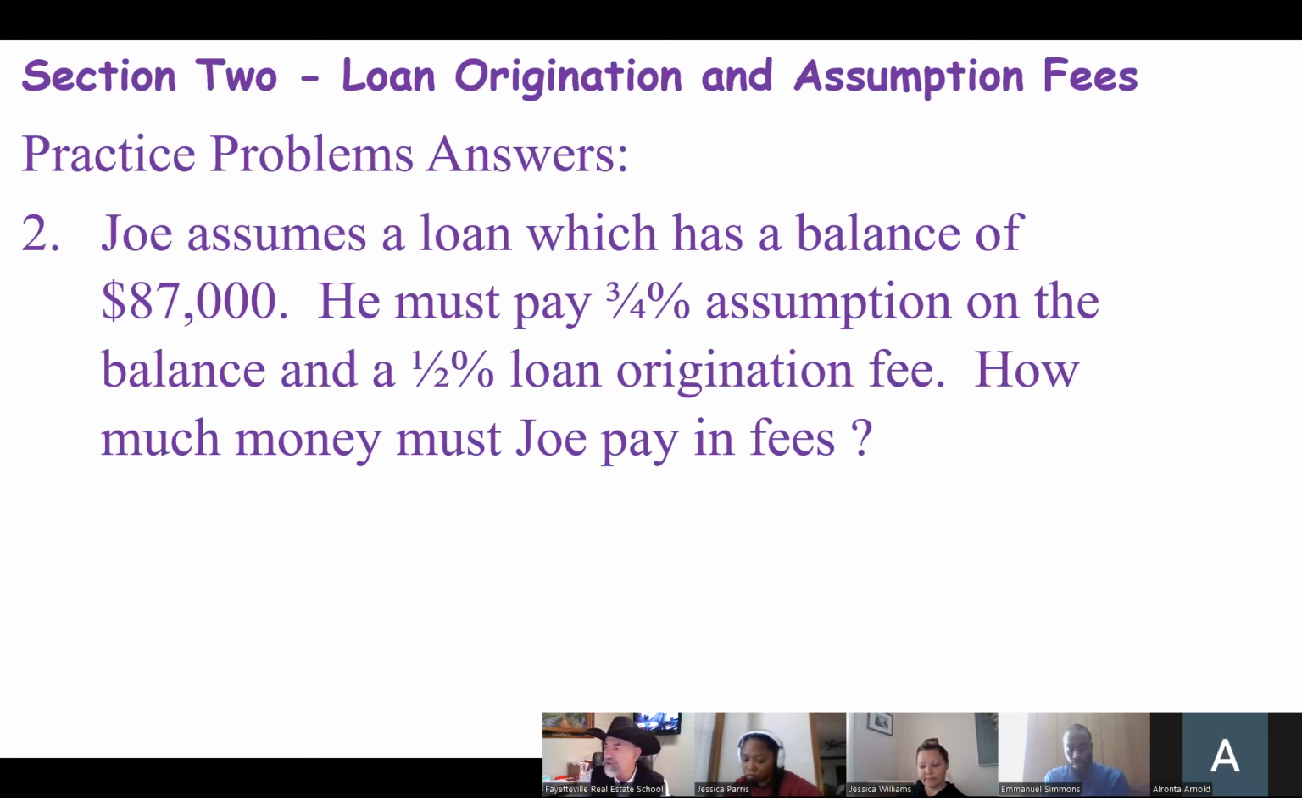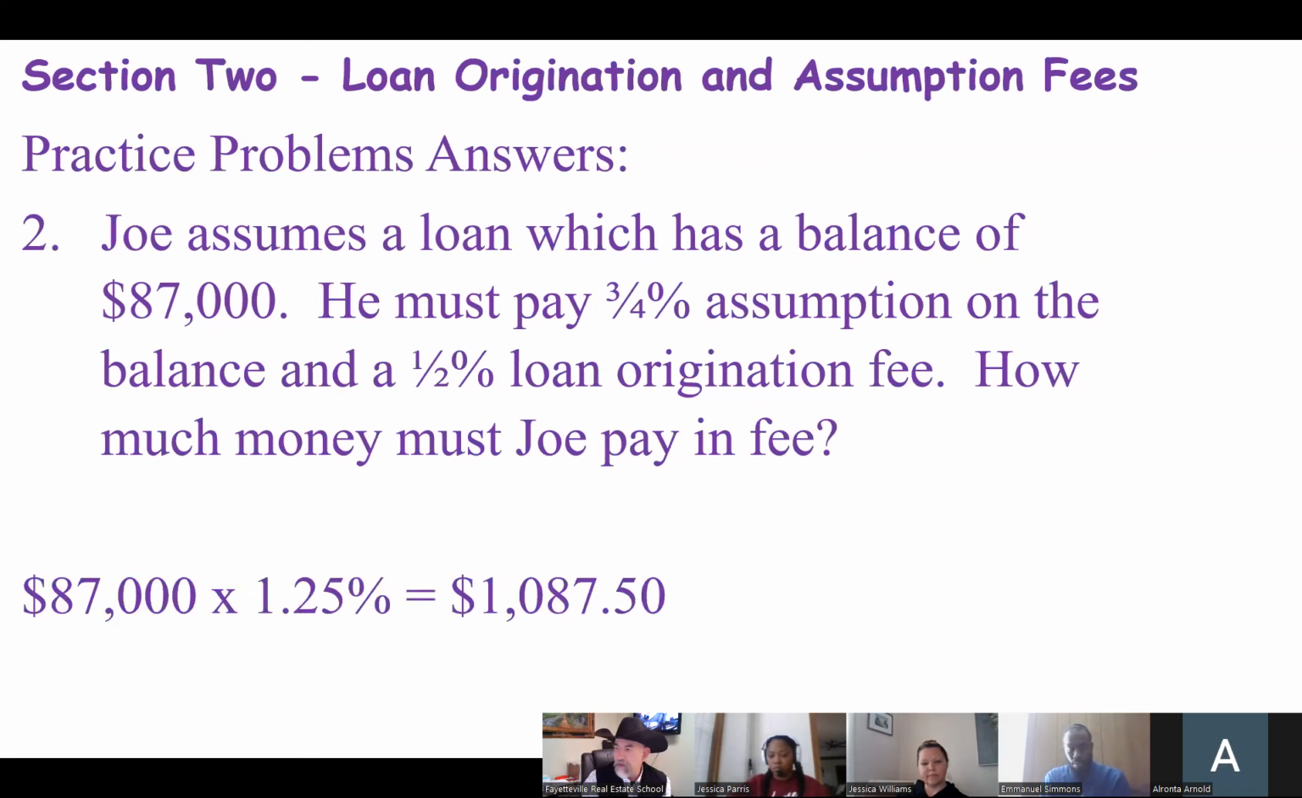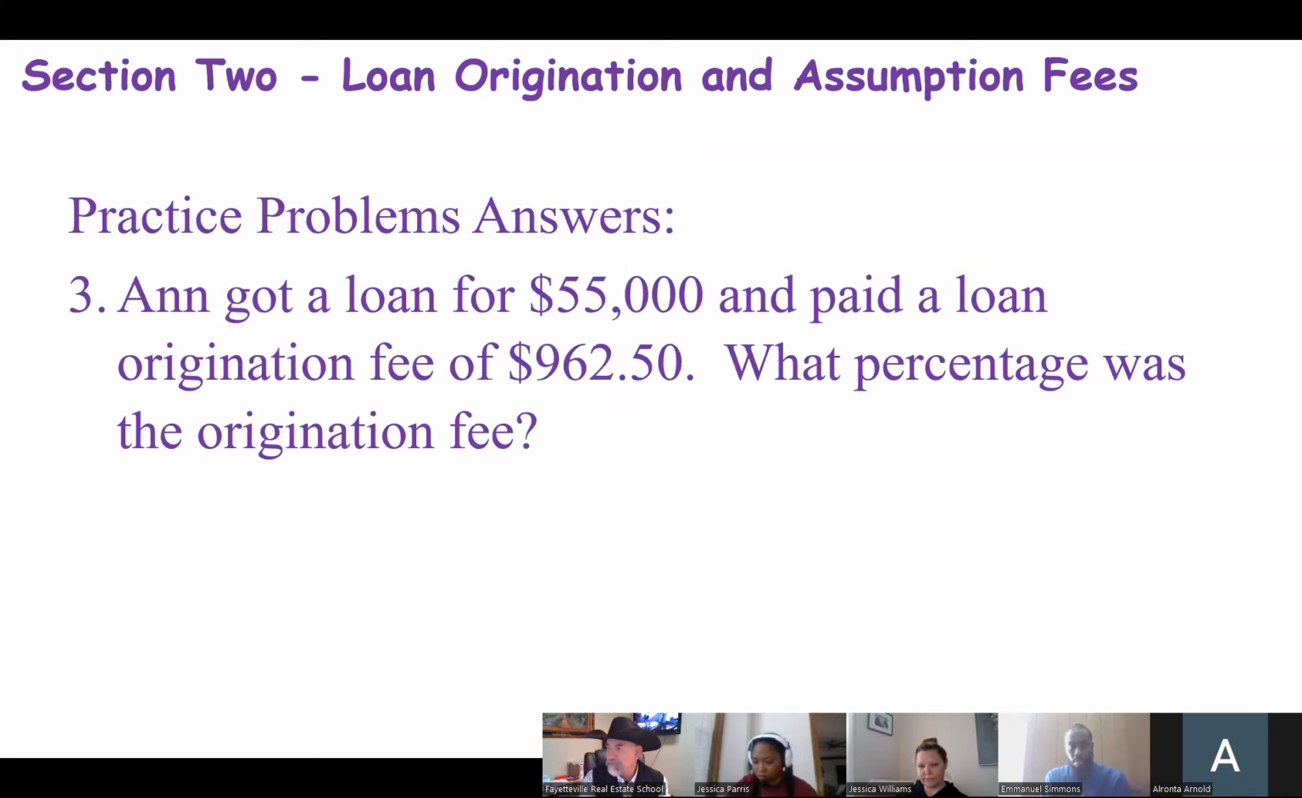So that's the easy way to do it. I'm just adding these two together. So I'm going to take the 87,000 and multiply it by 1.25%. And that's how much in fees. Now you could have done this individually. You could have multiplied 87,000 times 0.75% and then 87,000 times 0.5%, and then you would have had to add them together to get the 1,087.50. Either way, as long as you come up with the correct answer of 1,087.50.